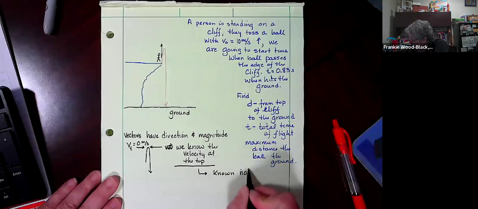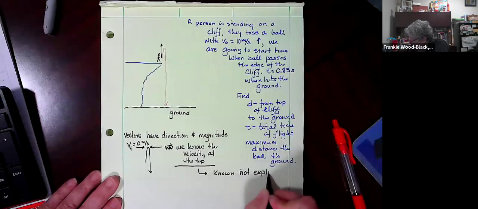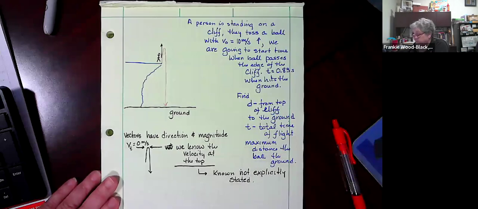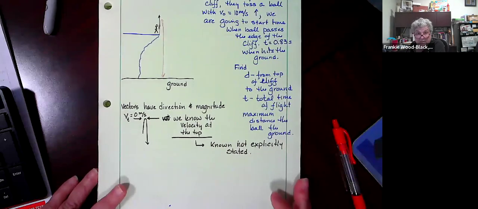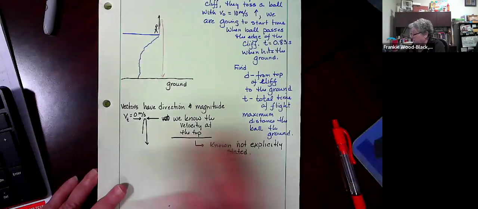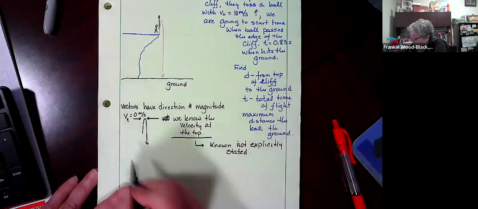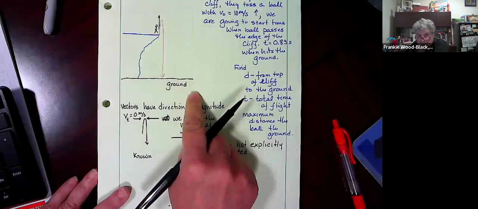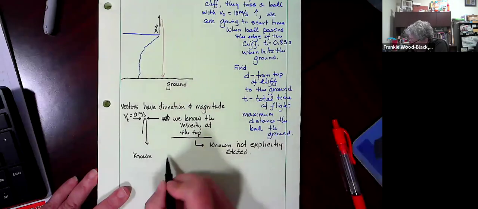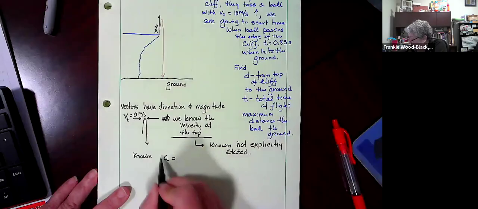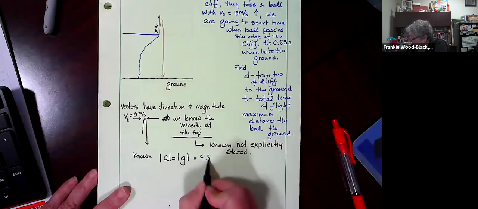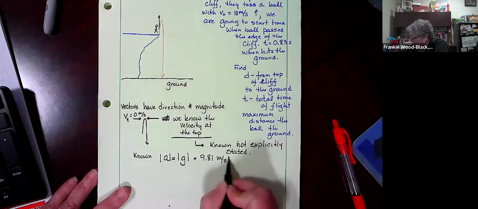not explicitly stated. It's one of the knowns not explicitly stated. All right, that's great. We've got a known that's not explicitly stated. It works out really well. The other known that's not explicitly stated is that when I'm in the y direction on Earth, the magnitude of our acceleration is going to equal the magnitude of g, which is 9.81 meters per second squared.